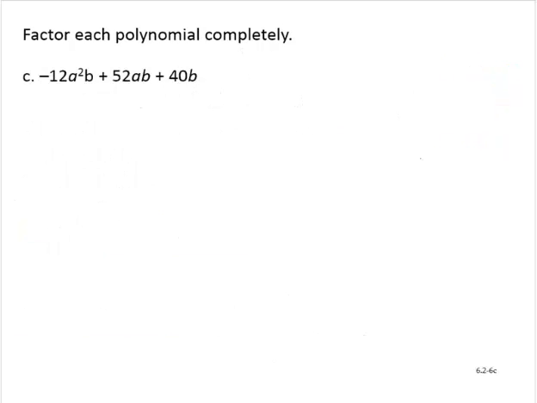Alright, and now we have negative 12a squared b plus 52ab plus 40b. Let's look at this. Notice that there's a common factor of b, and notice also that there's an a squared term, then an a term, and then in the last term there's no a. So we have that a squared, a, and then a constant in terms of a.